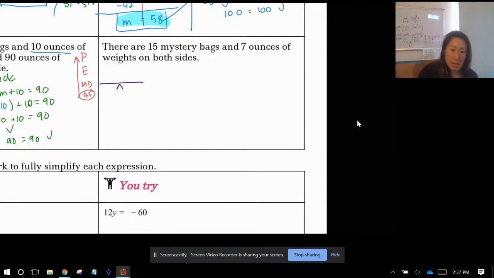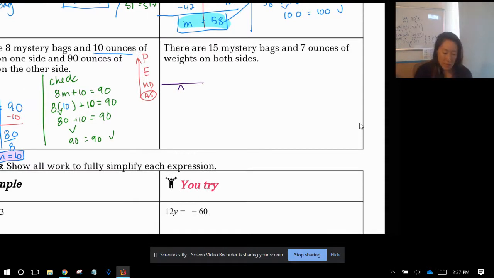All right, last one you try. I've got 15 bags on one side and 7 ounces of weight on both sides. There are 15 bags. Yep, so 15 and 7. Okay, so I have 1, 2, 3, 4, 5, 6, 7, 8, 9, 10, 11, 12, 13, 14, 15, plus 7 ounces. And over here I have 7 ounces. So I'm going to set this up as 15m plus 7 is equal to 7.